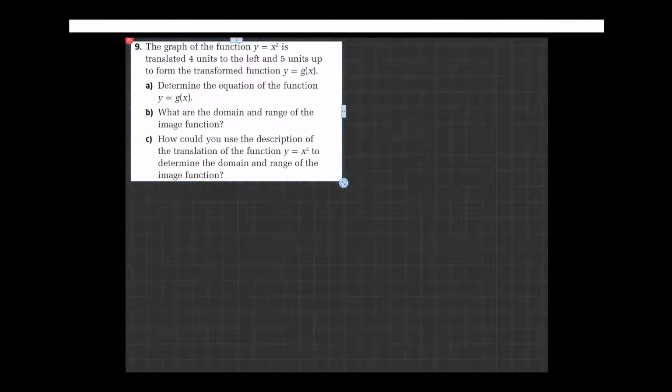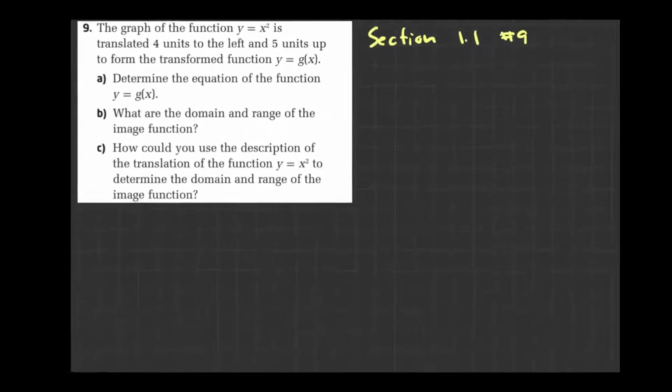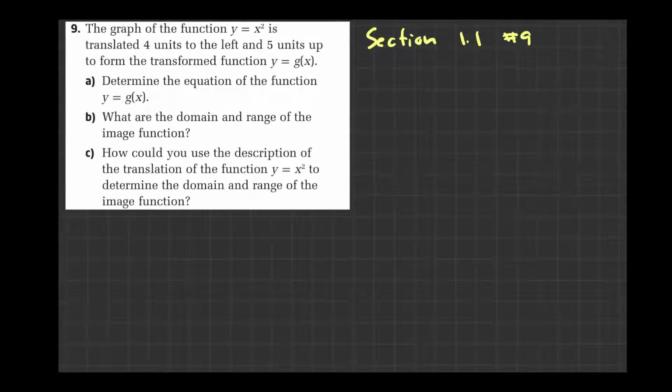Okay, so we're going to work on this problem here. This is question 9 from our book, from section 1.1, number 9. Let's just jump right into it. I've got the graph of the function y equals x squared, and it's been translated 4 units to the left and 5 units up to form the transformed function y equals g of x. So g of x is our new function.